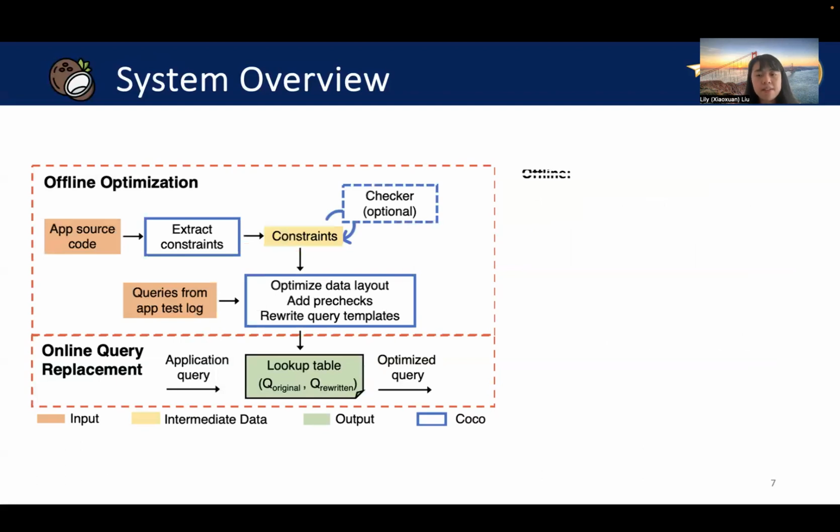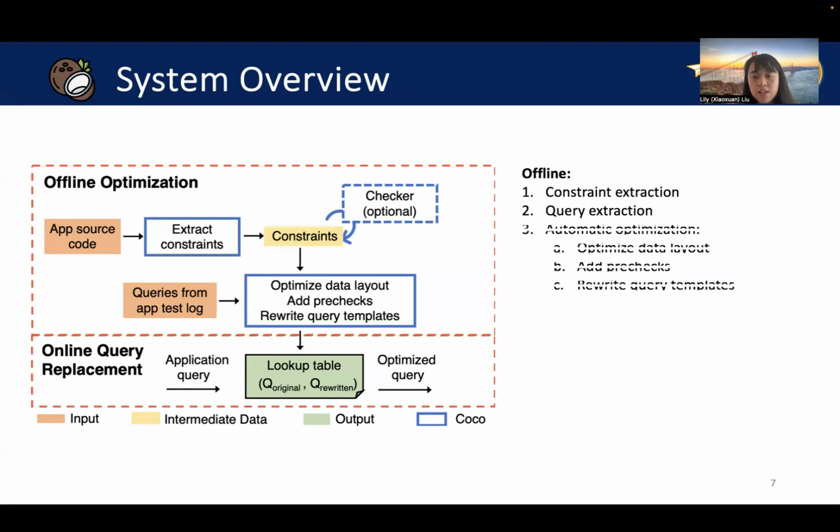And for the offline optimization, Coco performs it in 3 steps. First, it will extract those constraints from the application source code. Next, Coco will extract queries from the application test log. And lastly, based on the constraints, Coco will do 3 types of optimization. First is optimizing the data layout. Second is adding pre-checks to avoid unnecessary communication between the application and the database. And lastly, Coco will rewrite the queries based on the extracted constraints.